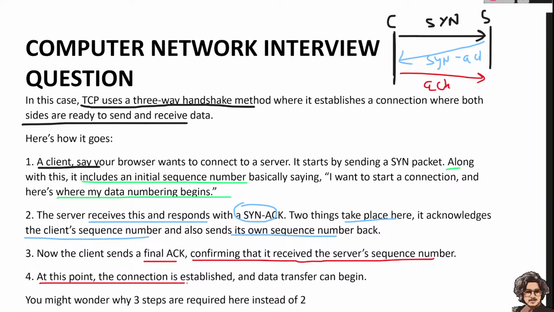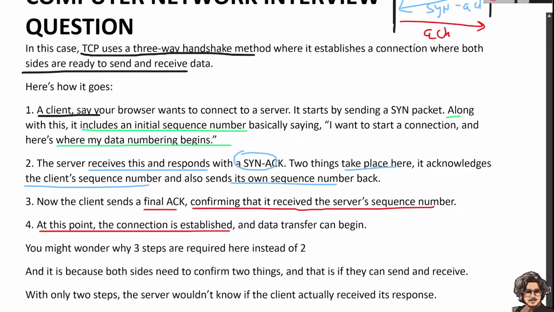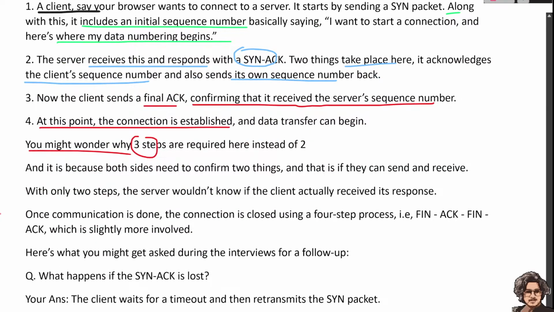At this point the connection is established and data transfer begins. You might wonder why three steps are required here instead of two. It is because both sides need to be confirmed two times, and that is how we know they can both send and receive, which is not possible with only two steps.